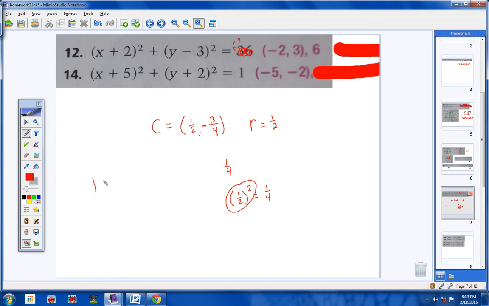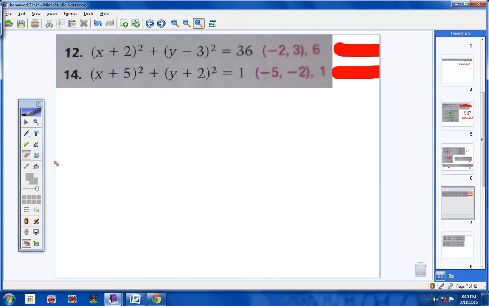Well, 1 equals 1 squared. So really you can just put a 2 right here because 1 times 1 is 1. So the radius would be 1. And then on to number 15. It's not here on the screen, but it's in your book in front of you there.